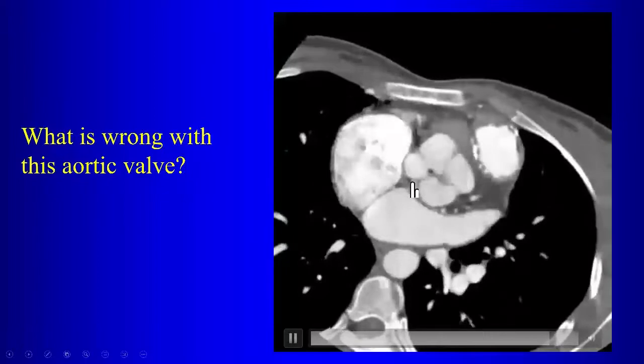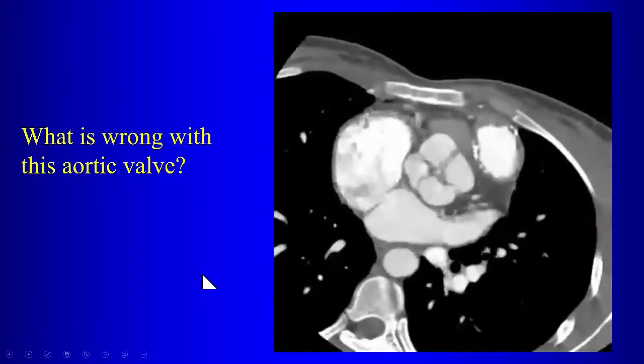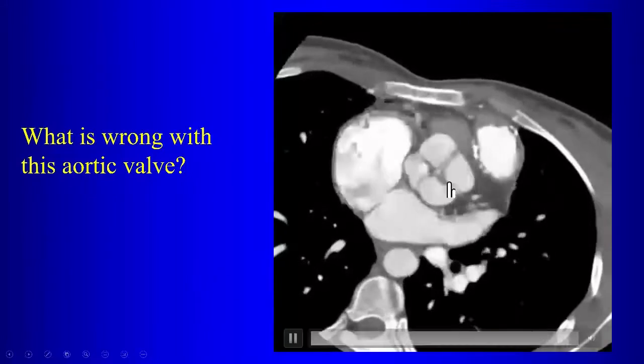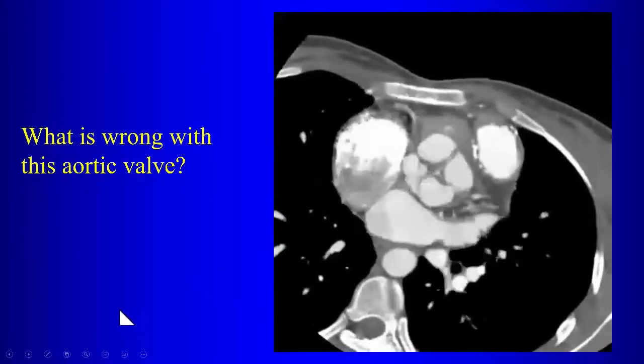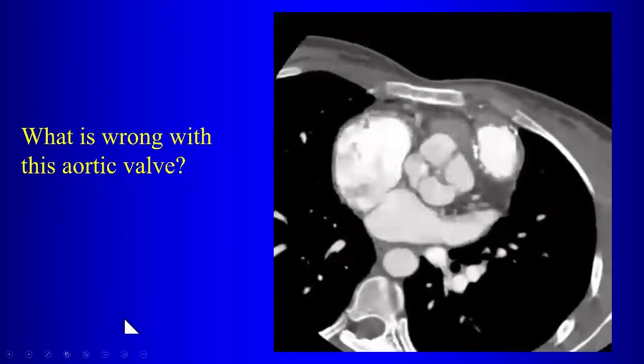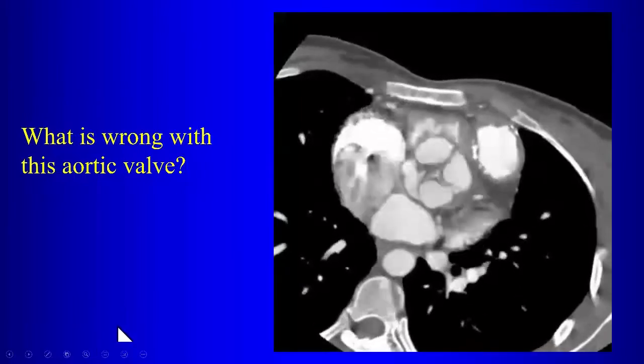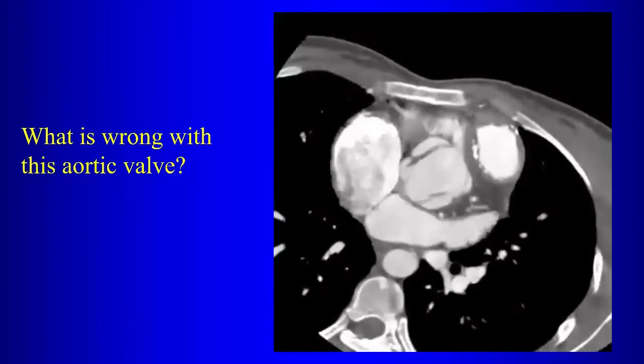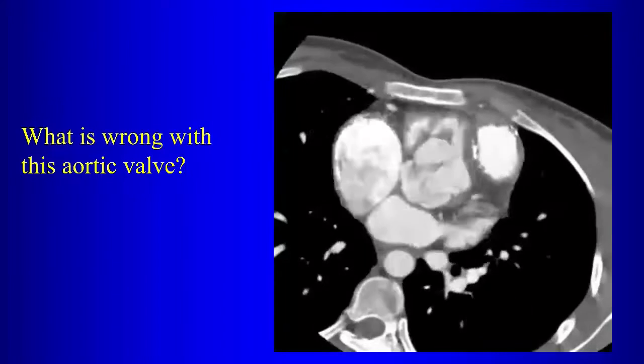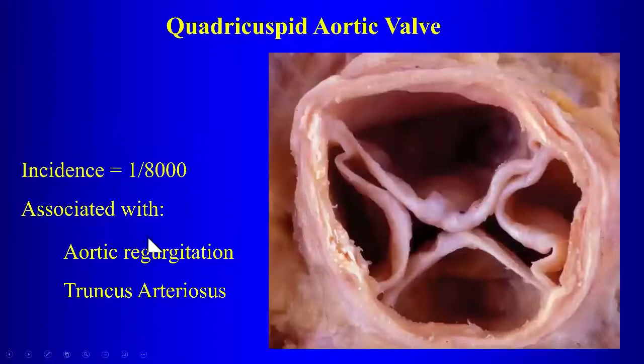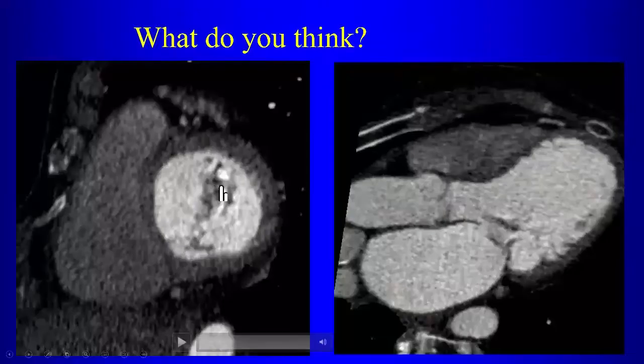Quadricuspid. This is a quadricuspid aortic valve, and the complication of quadricuspid aortic valve is what? Aortic regurgitation, right. So this is associated with aortic regurgitation. What congenital heart disease is associated with quadricuspid aortic valve? Correct. It's truncus arteriosus is the correct answer. So quadricuspid aortic valve, very rare, but you have four cusps, and it does lead to aortic regurgitation, and it is associated with truncus arteriosus.